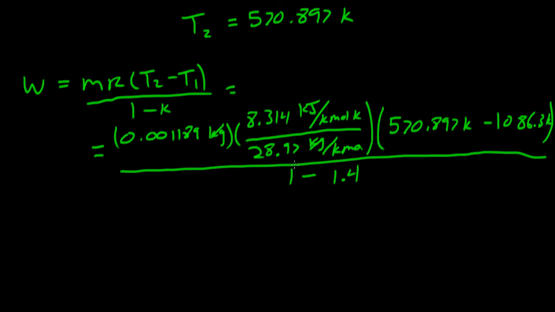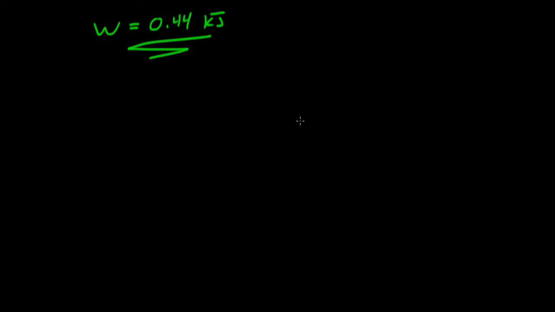See that the kilograms cancel, the K moles cancel, and the Kelvins cancel. And we're left with an answer in kilojoules, which is a unit of energy or work. The final answer is 0.44 kilojoules. Remember from our isothermal analysis, we arrived at a work value of 0.597 kilojoules. So this is our adiabatic answer.